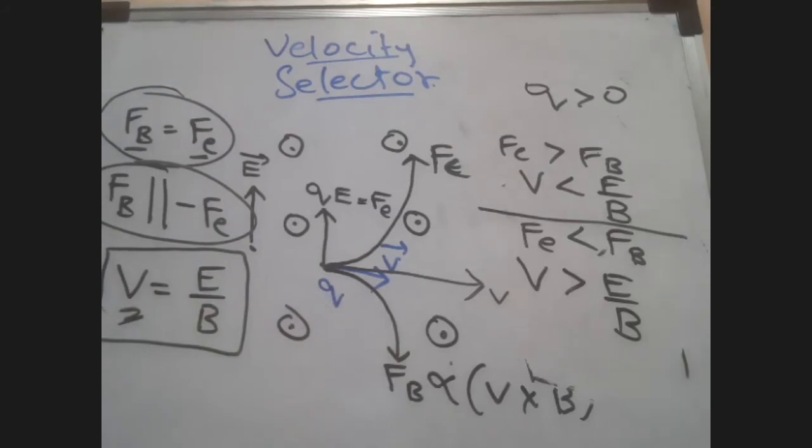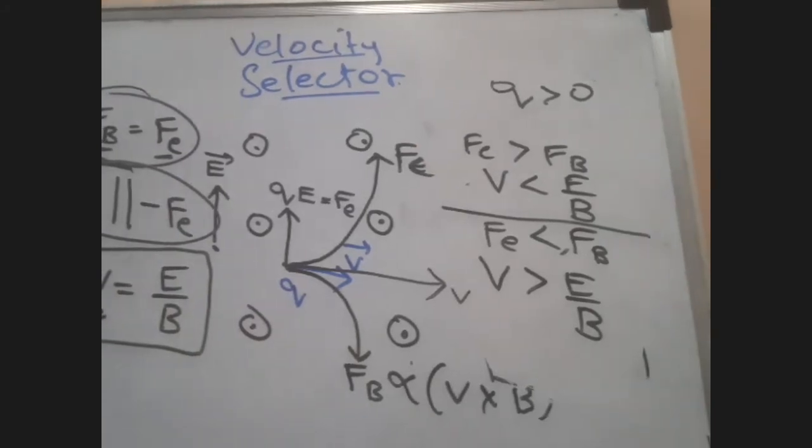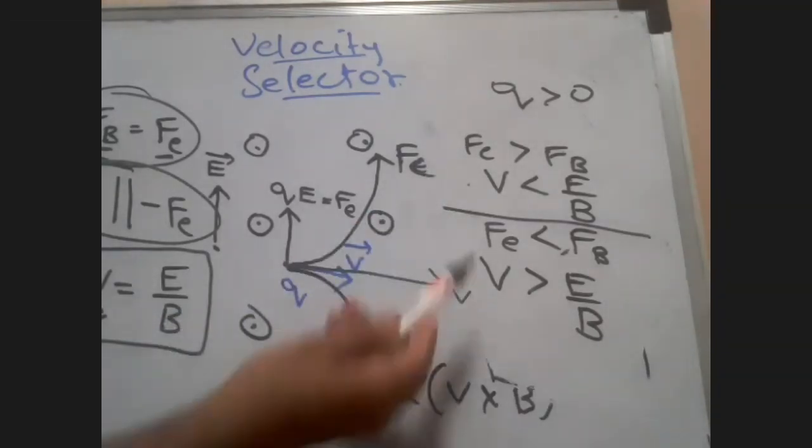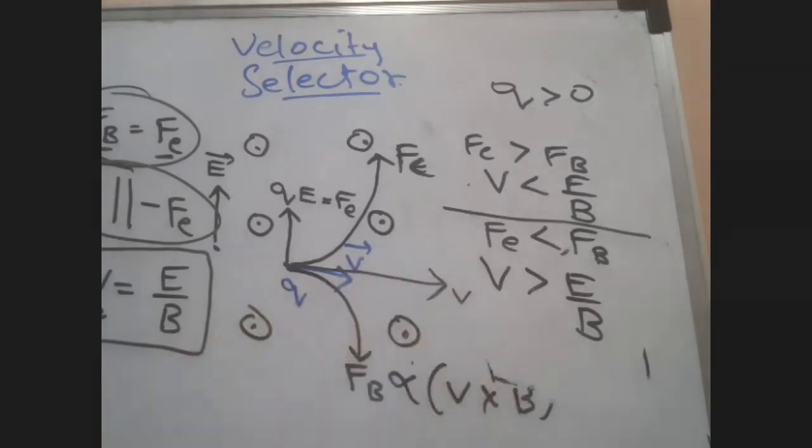But students, if there is a less than or greater than relationship, that means either the electric force is greater than the magnetic force, or the magnetic force is greater than the electric force. In that case there will certainly be a deflection in the path. Has everyone understood this, students?